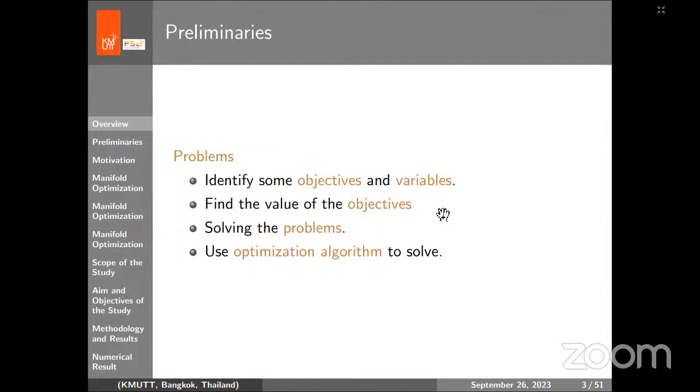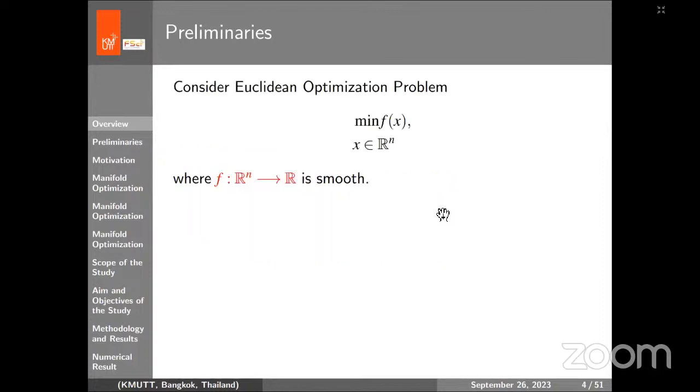Our aim is to find the value of the objectives. So solving this problem sometimes may be a big task. As a result, some optimization problems cannot be solved analytically or graphically because of the nature of the problem. So in this case, we normally use optimization algorithms in order to find the approximate solution of the given problem.